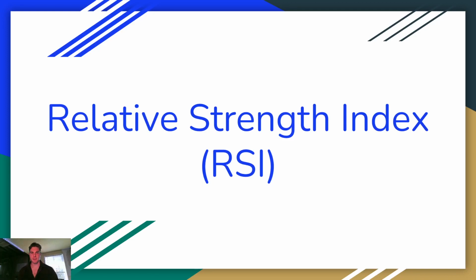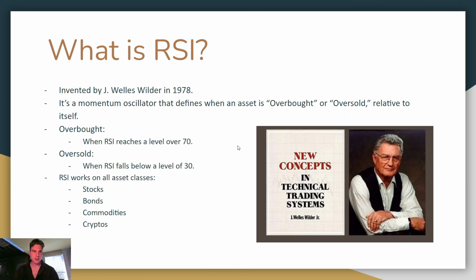Today we're going to be talking about the relative strength index, known as the RSI, and how I use that within my trading. If you're unfamiliar with what RSI is, it was invented by J. Wells Wilder in 1978. There's a picture of Jay down here, and it was introduced in his book, New Concepts in Technical Trading Systems.